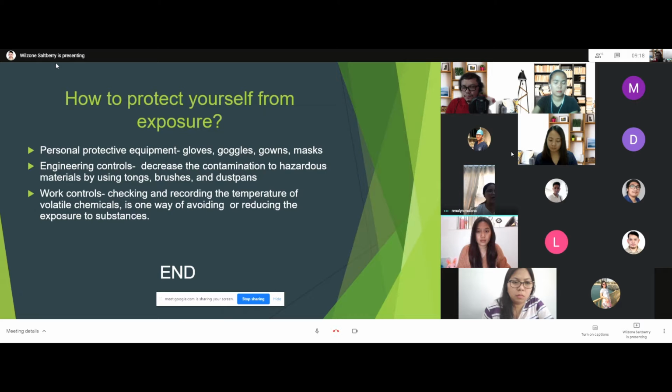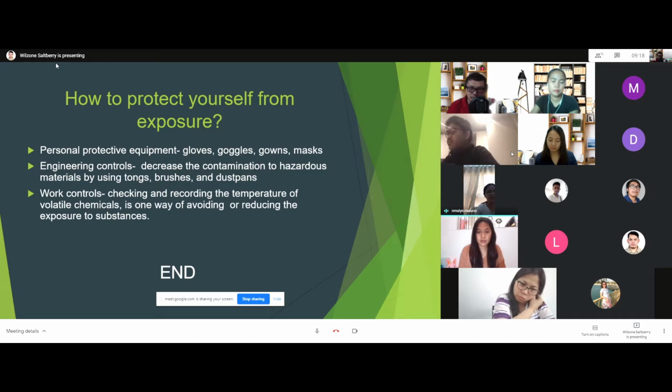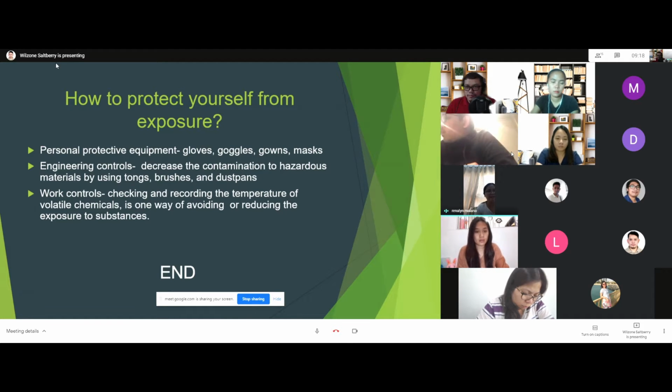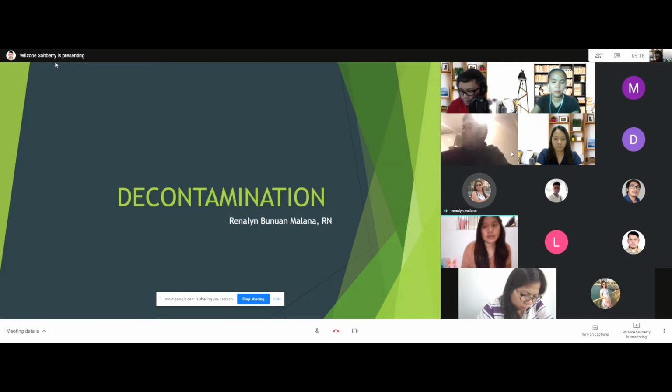And finally, how are we going to protect ourselves from exposure? Of course, as we always say, always wear our PPEs: gloves, goggles, gowns, and masks. And then for engineering controls, decrease the contamination from hazardous material by using tongs, brushes, and dustpans. And work controls: checking and recording the temperature of volatile chemicals is one way of avoiding or reducing the exposure to substances. That's all for hazardous materials. Next, I will also be discussing decontamination.